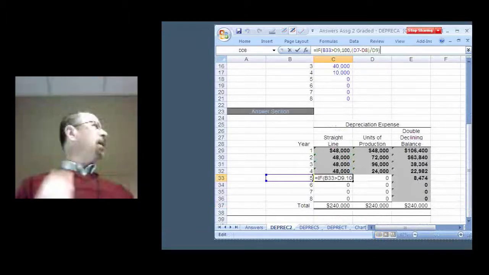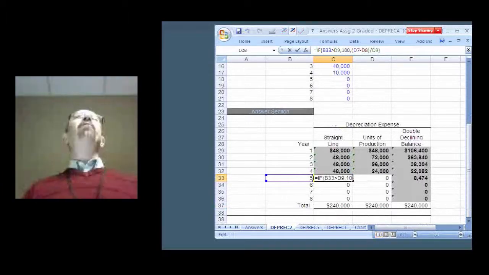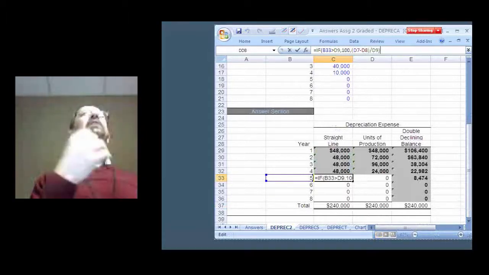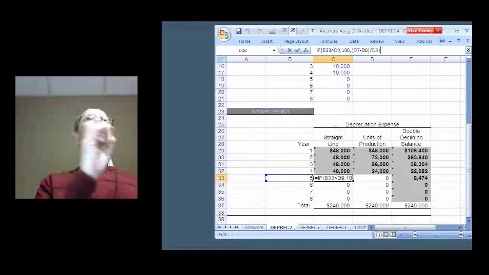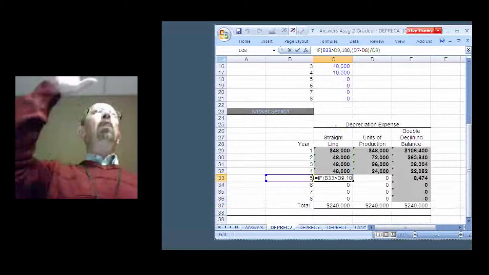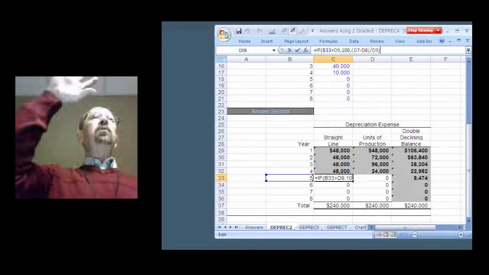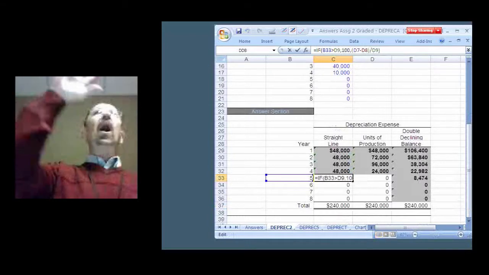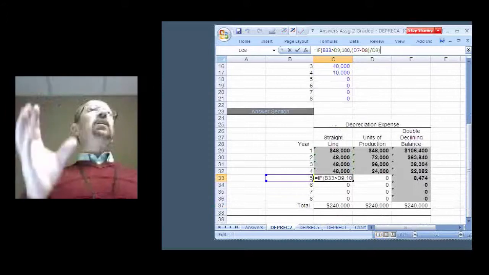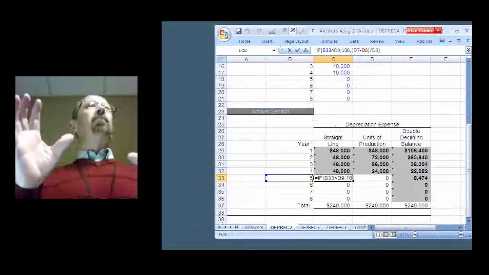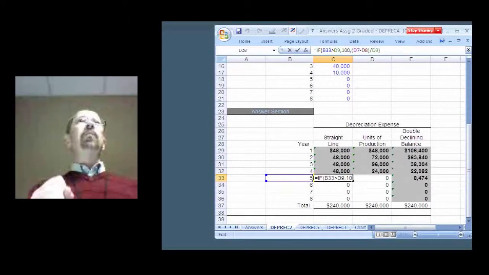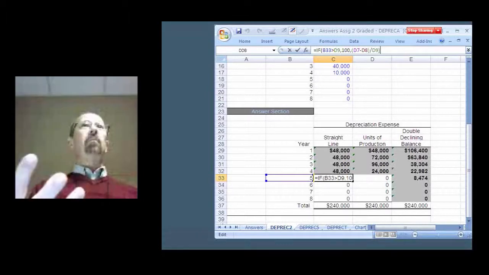Why do you put a 0? Because I'm saying if B33 is greater than D9, then it's a year after we want to actually calculate depreciation. It's the 5th year. We only want to calculate depreciation over 4 years. So if it's 5 years or above, I just want 0 in there. I don't want any calculations done because it shouldn't have any depreciation in that year. And that's why you put down 0. You're saying there shouldn't be any depreciation, so I don't want to calculate anything.